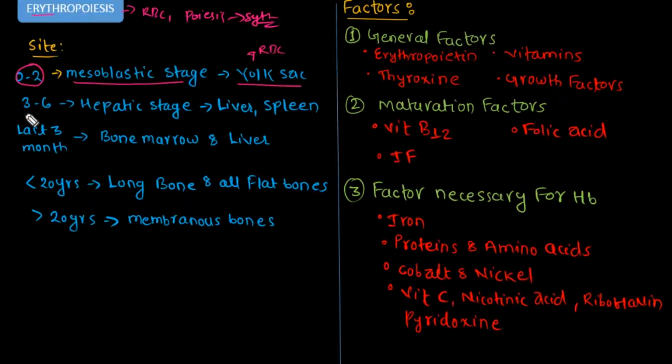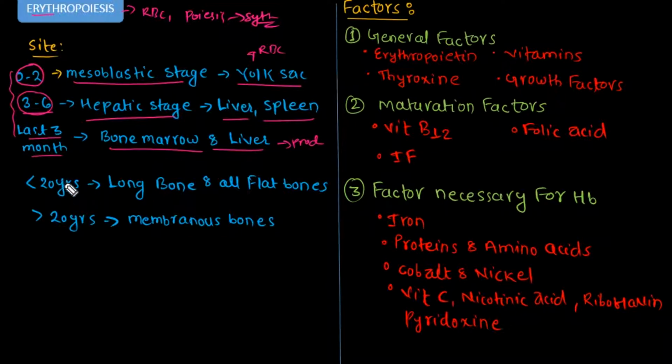After that, from the 3rd to 6th month of intrauterine life, we have the hepatic stage in which the liver and spleen synthesize the RBC. Similarly, in the last 3 months of pregnancy, about the 6 to 9 months, the fetus is developed and the bone marrow and liver produce the RBC. So this is the intrauterine life.